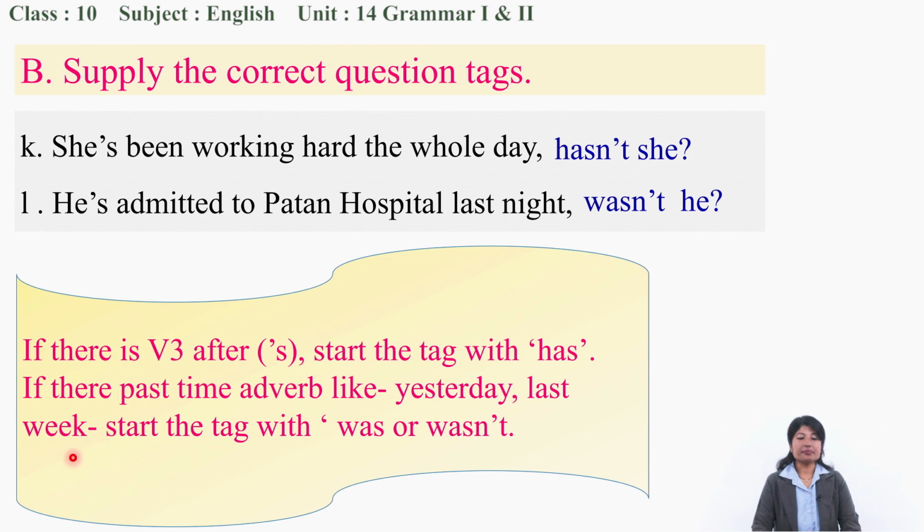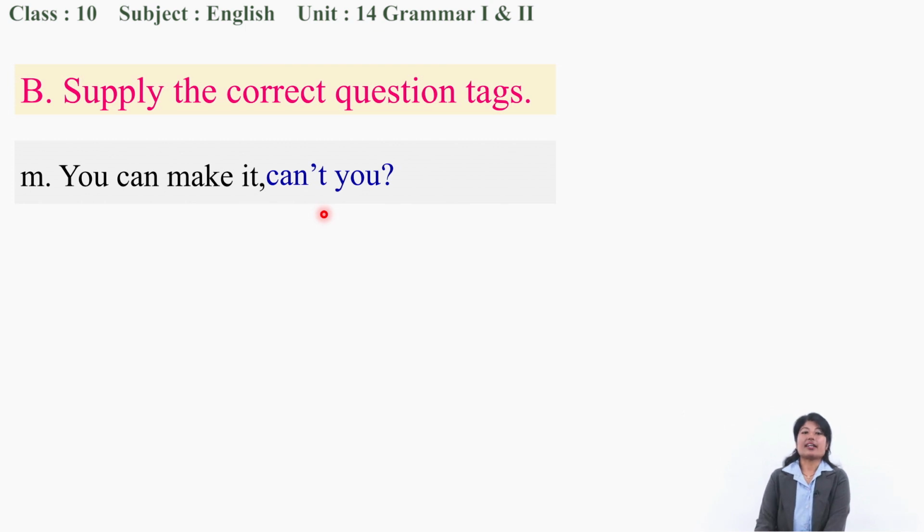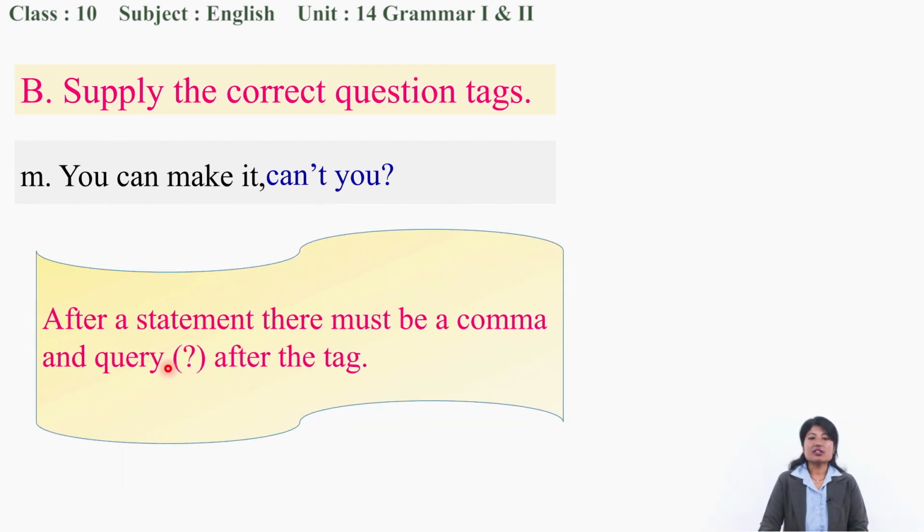And here in exercise L, last night is there, that's why this is past. He's is "was," wasn't he. Okay, let's continue. M, you can make it. So what will be the tag? Can't you? And here we can say, after a statement there must be a comma, and a question mark after a tag. Comma after the statement and question mark at the end.